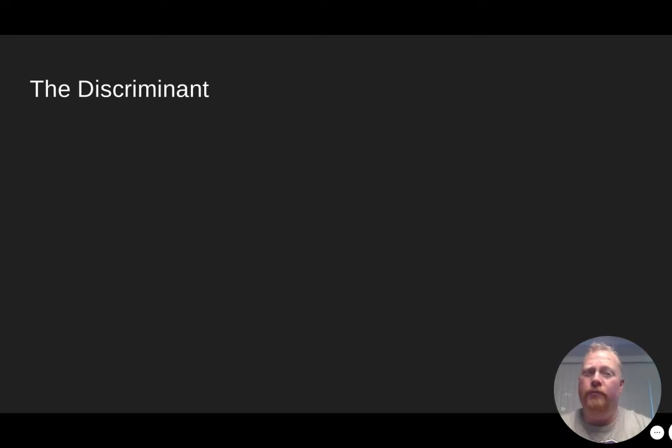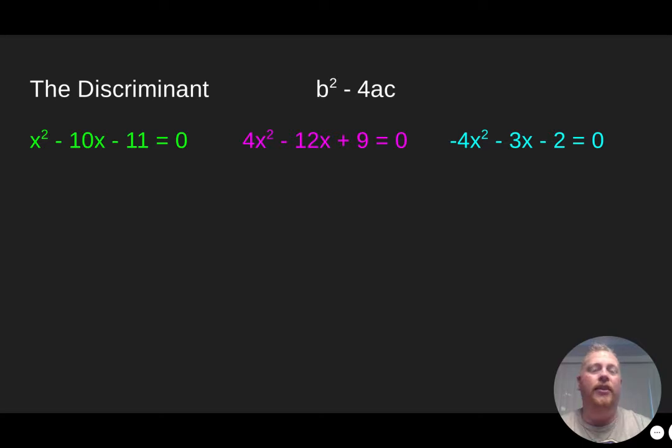The first part of it is something called the discriminant. The discriminant is the phrase b squared minus 4ac. We've got three equations up here, and we're going to use them to find the discriminant of each. You should know what the b term, the a term, and the c term are. In the green equation, a is 1, b is negative 10, and c is negative 11.